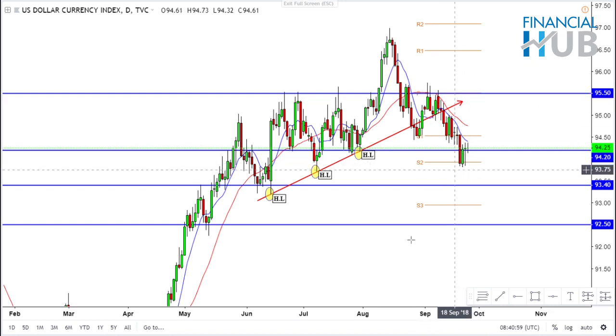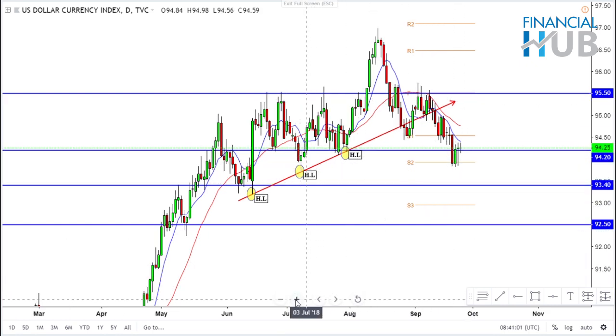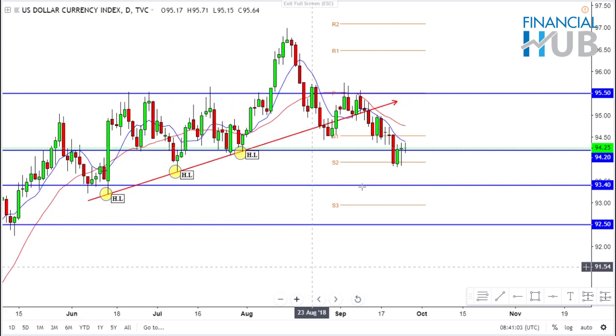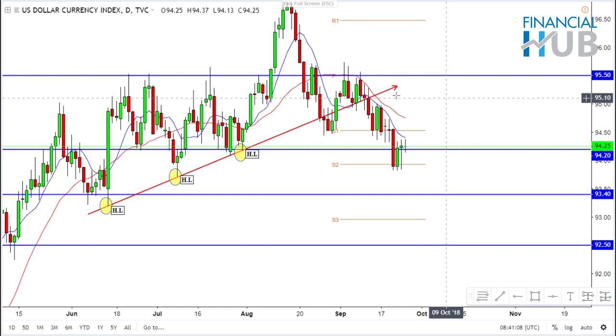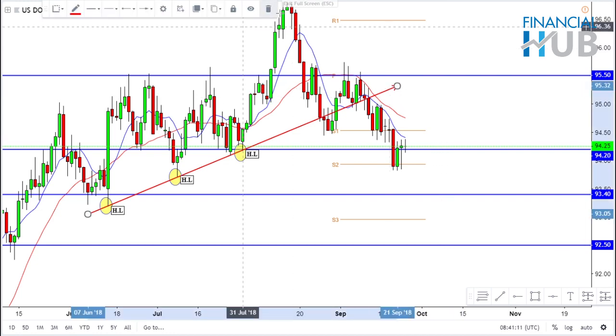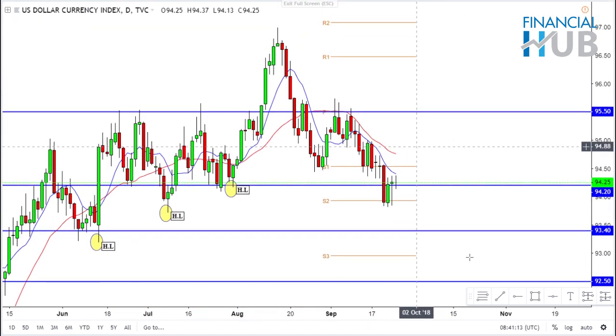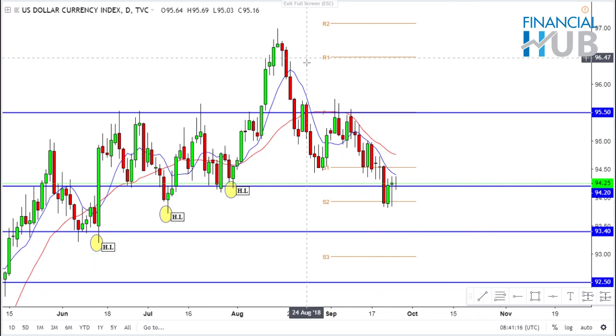We came back, but this time, instead of going to take out and make new highs, we made a new lower high, and they've been going down to S2. Now S2 is holding us. So what do you expect? You could maybe expect a pullback on this pair, a slight pullback before going lower.